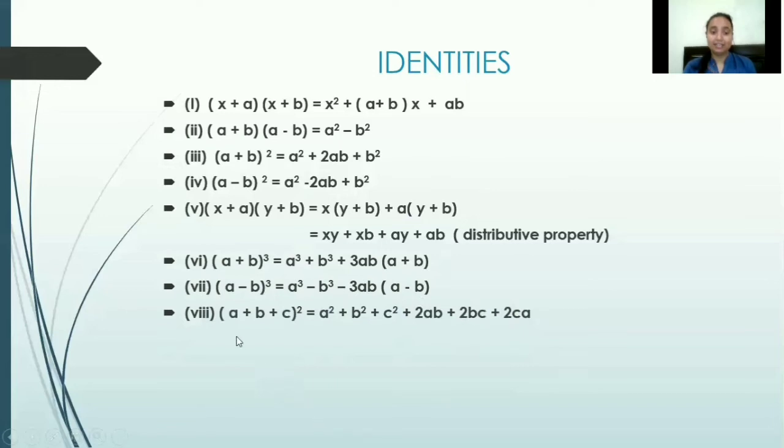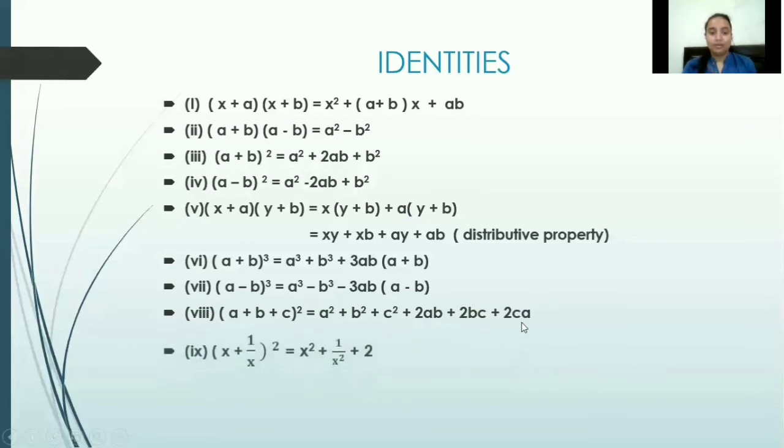And what about this? If there are three terms in addition and you are doing the square of them, then a square plus b square plus c square plus 2ab. See, it is cyclic: 2ab, then 2bc, then 2ca.